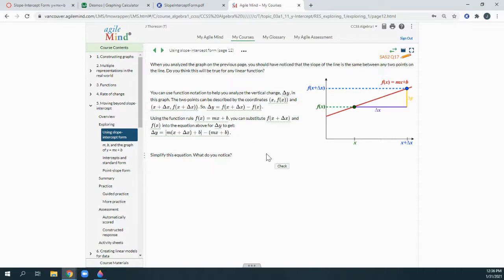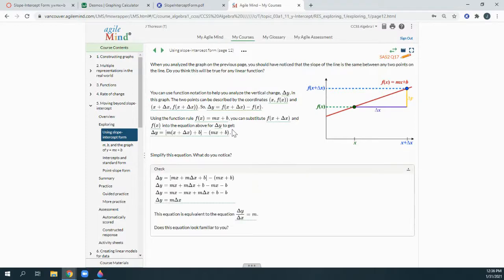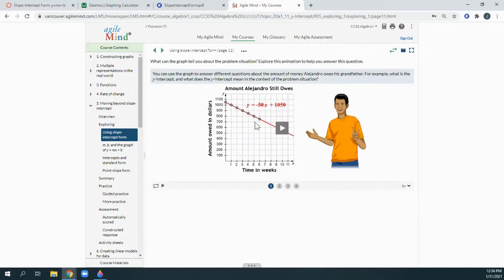What does this look like? I'm going to explain it on here, and we're going to type it rather than me writing all of this out again. So here's what we're talking about. When you analyze the graph of the previous page, you notice the difference in the slope is the same between any 2 points on the line. That's true. Let's go back and remind ourselves.